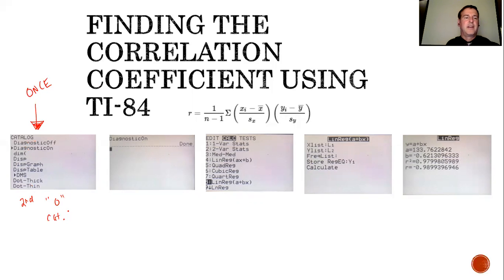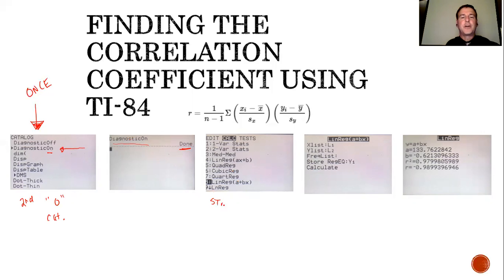Okay, second catalog. And then you're going to have to scroll down because this is alphabetized from lowest command to highest command. And you want to go all the way to diagnostics on. Don't get that confused with diagnostics off. Okay. And once you see it and highlight it, hit enter. It'll say diagnostics on, and you'll hit enter again. It'll say done, and you're like, it feels very anticlimactic, but that is really all it is.